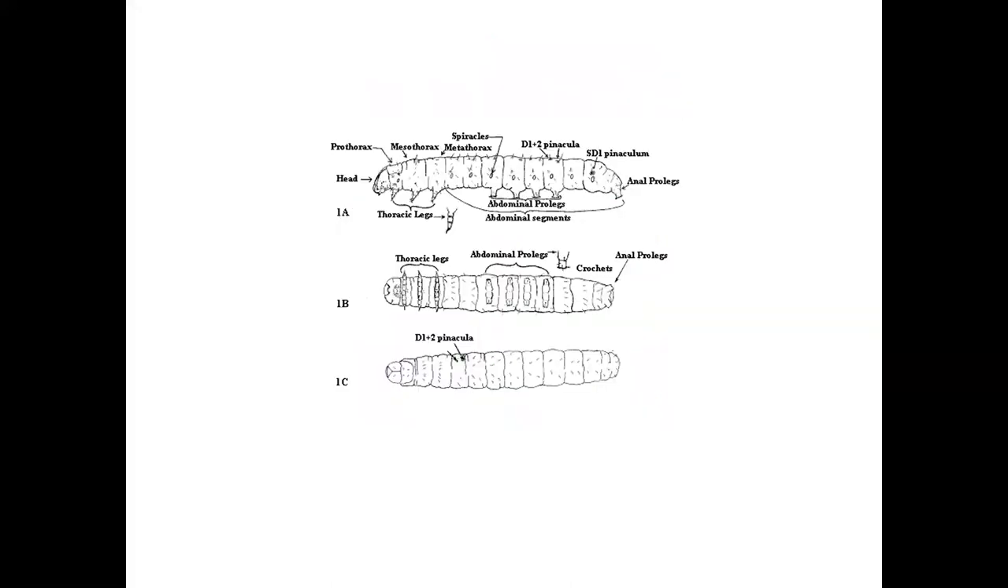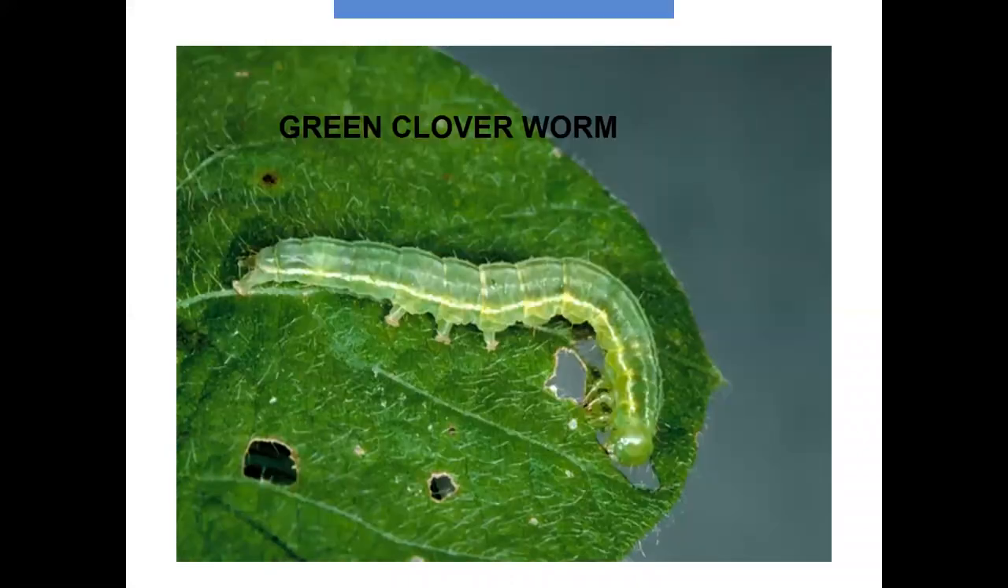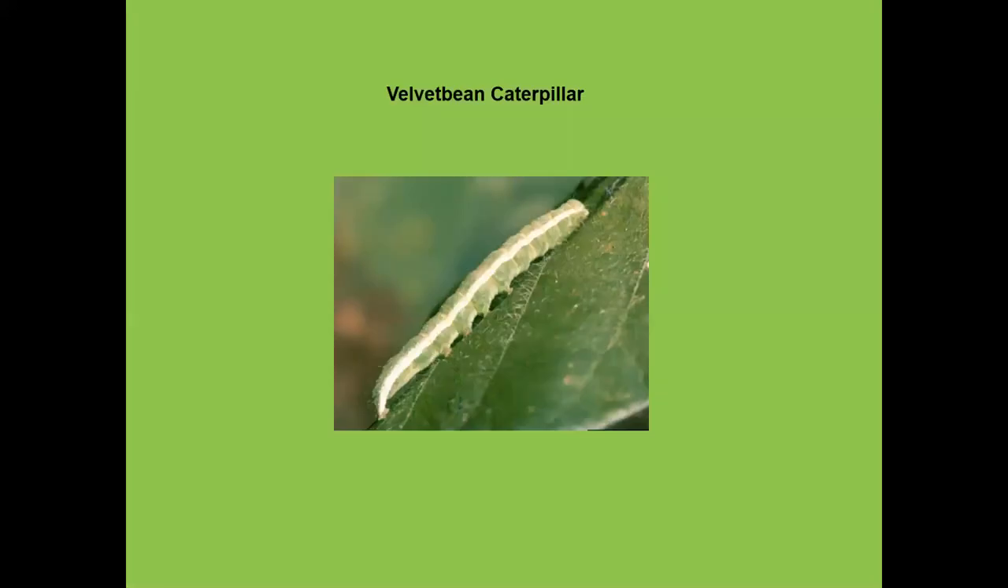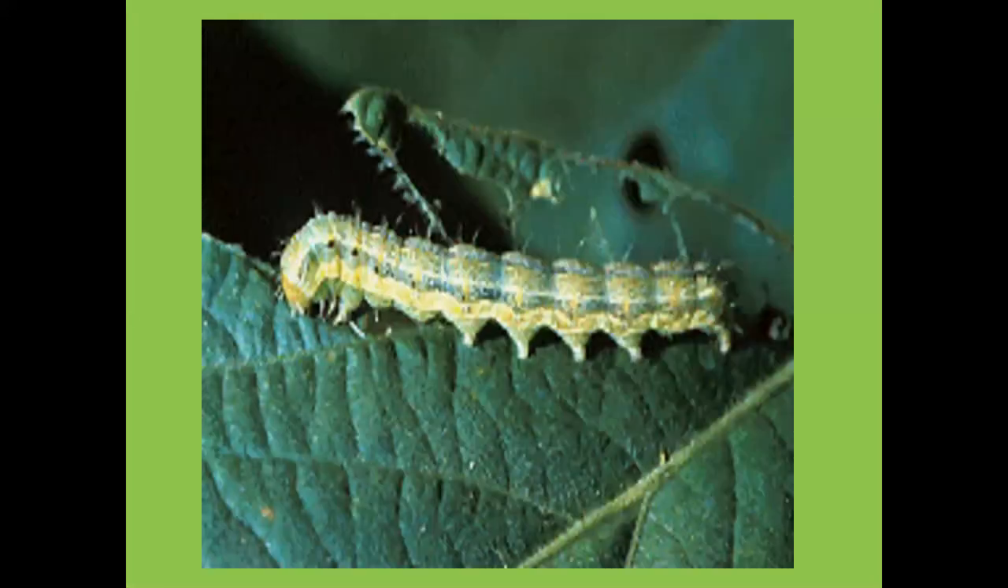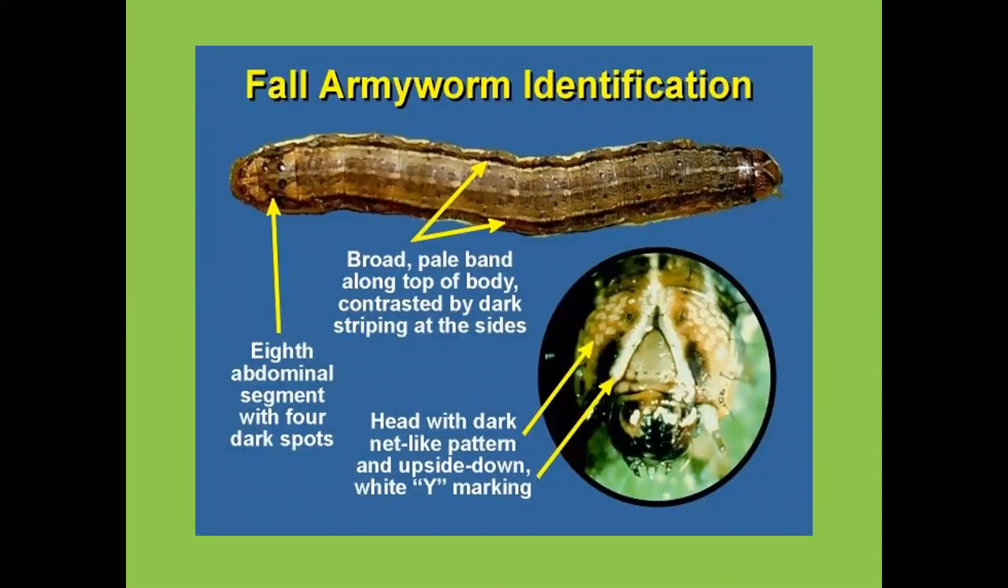You can distinguish caterpillars by their abdominal proleg number. The abdominal prolegs are in the middle part of the body. Green clover worm has 3 abdominal prolegs. Velveteen caterpillar has 4 abdominal prolegs. Pod worm has 4 abdominal prolegs. Fall armyworm has 4 abdominal prolegs, and it also has fewer setae or hairs on its back than a pod worm has. It's a slicker backed caterpillar. There are many color phases of fall armyworms and pod worms, especially pod worms, and so you can't use color to tell them apart.